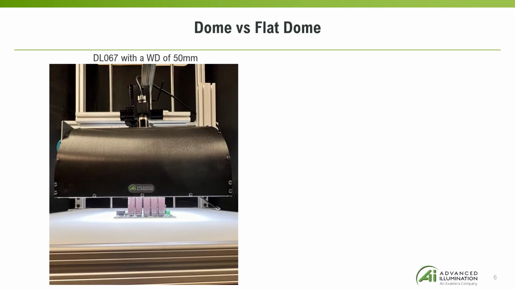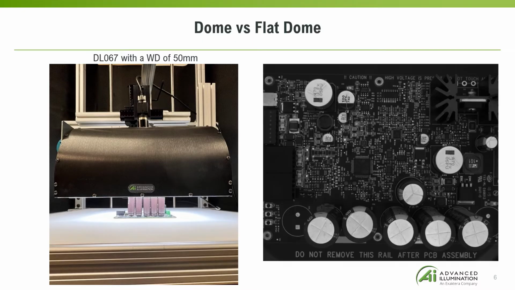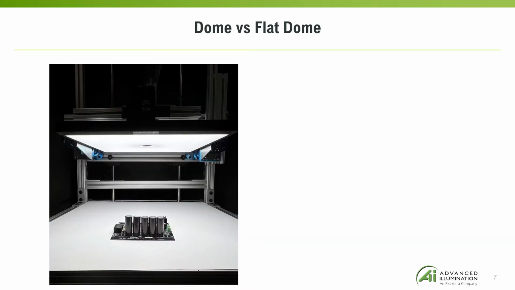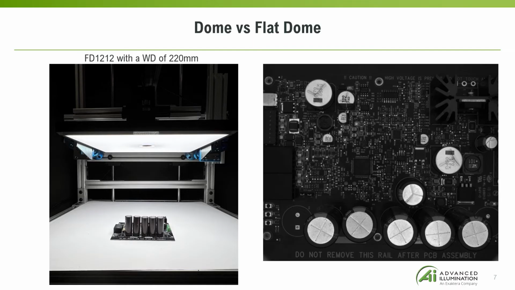In this example, we have a dome light at 50 millimeter working distance. You can see how close we have to be to the part that is being inspected. The image has no glare off of the specular parts and there are no shadows. Here, we have a flat dome light at 220 millimeter working distance. Again, the glare and shadows are minimized. The biggest difference is that the operator is able to manually manipulate the object due to the height of this light.